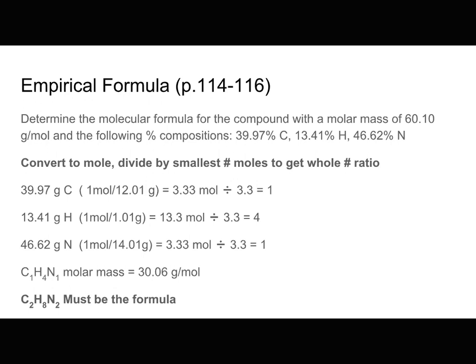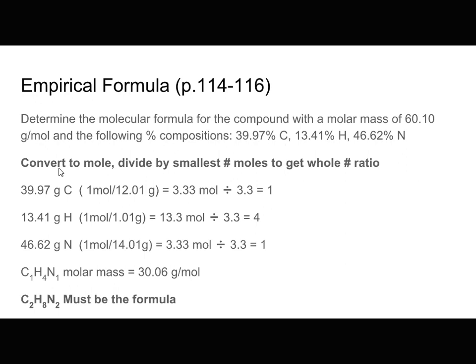Empirical formula is really doing the exact opposite of percent composition. For percent composition, you're trying to find the percent of an element or different elements within one compound. In an empirical formula problem, you're given the percentages and you're trying to figure out the formula. So here's a question. Determine the molecular formula for the compound with a molar mass of 60.10 grams per mole and the following percent compositions. Here's your carbon, hydrogen, and nitrogen.